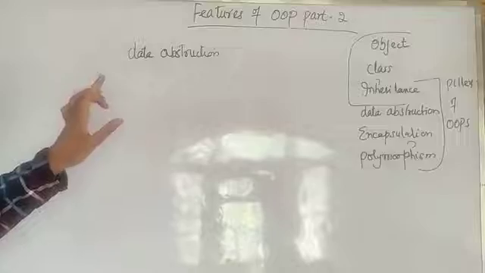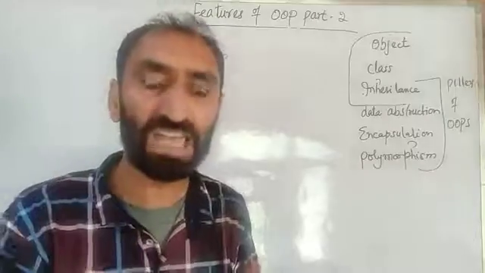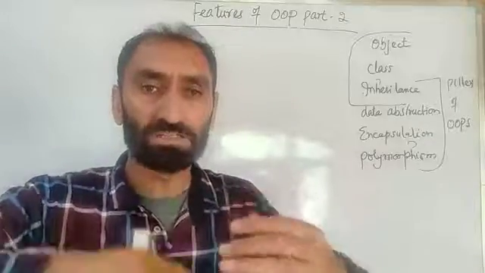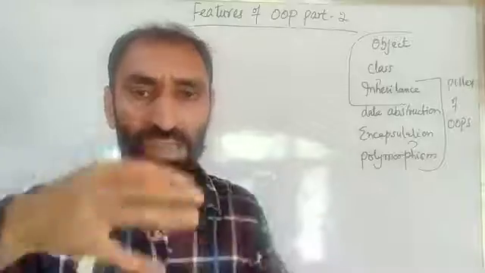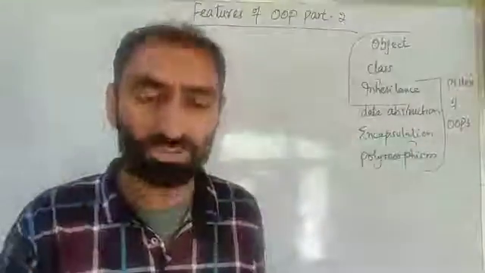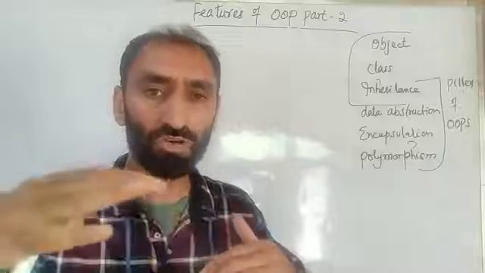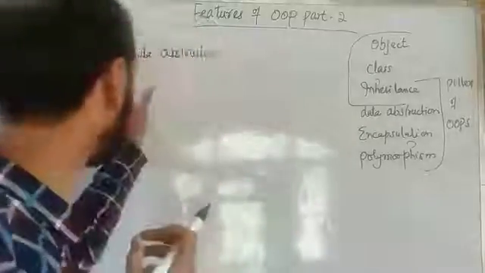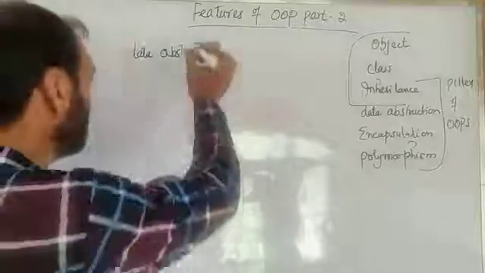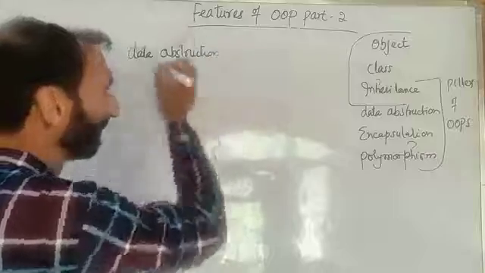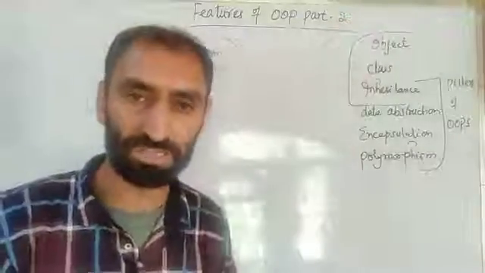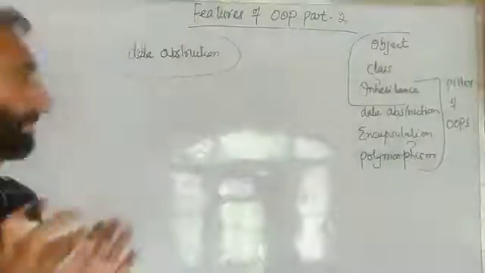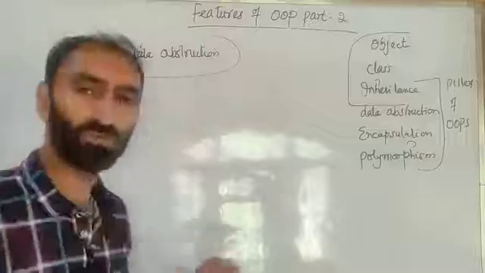What is actually data abstraction? That means hiding the implementation details from the user. Data abstraction is a process of hiding the implementation details from the user, and only those things which are essential for me are shown. That is called data abstraction. So this data abstraction is one of the most important features of the object-oriented programming methodology. So, what is data abstraction?